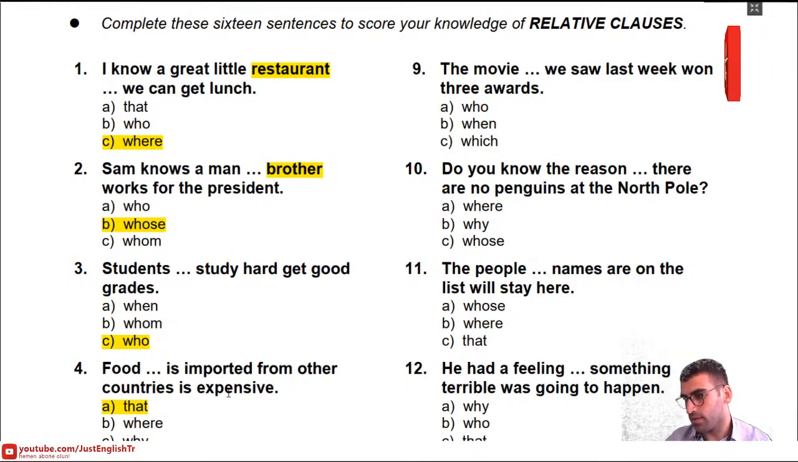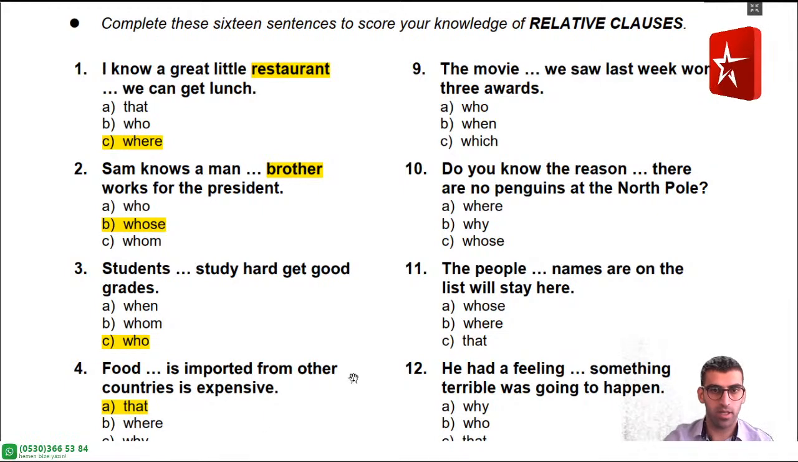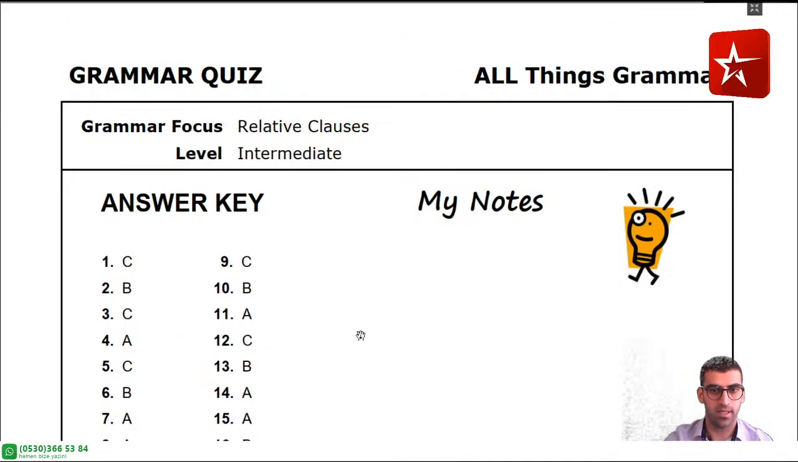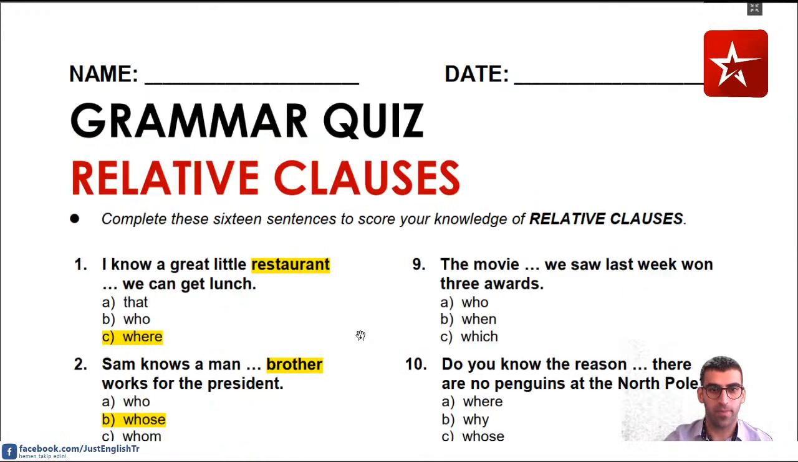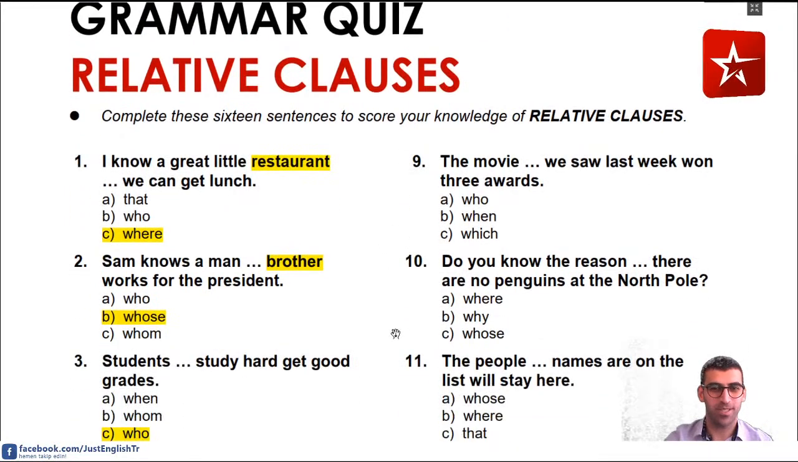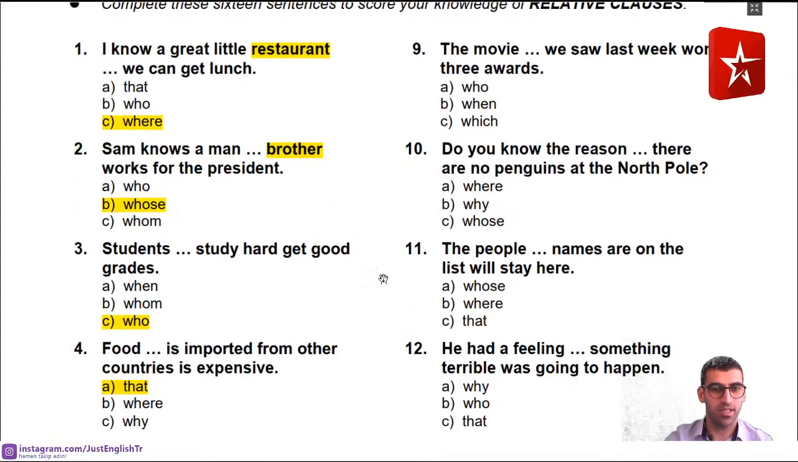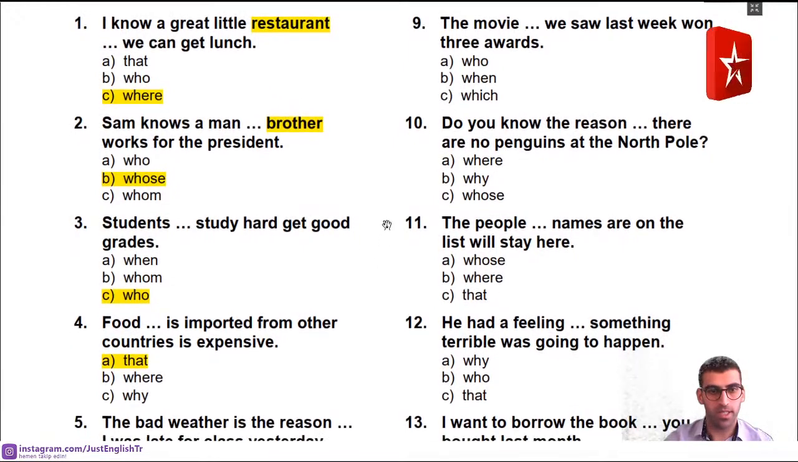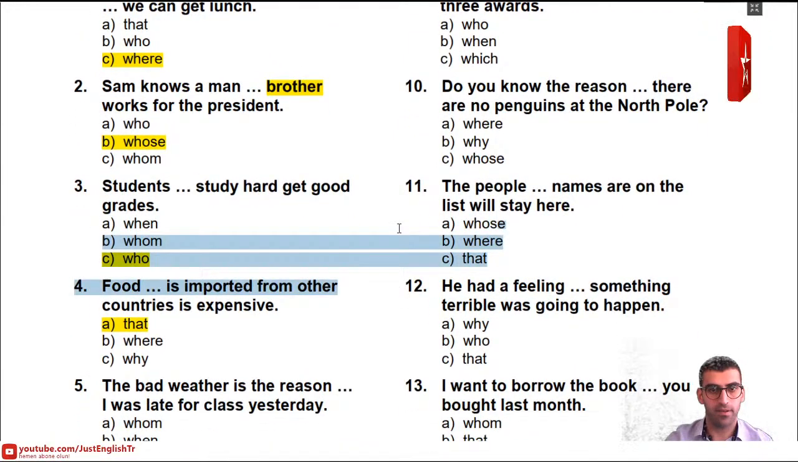Sorry, Ayhan, what do you mean? Yes, that is correct. We have 3 answers, guys. Oh, sorry. I hope you didn't see the answer sheet. Number 4 is that. And number 5.